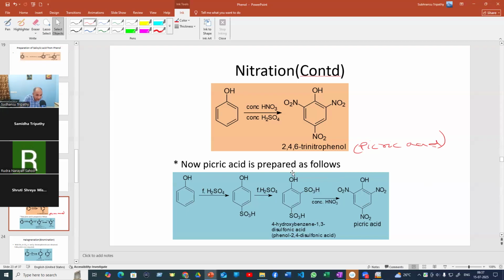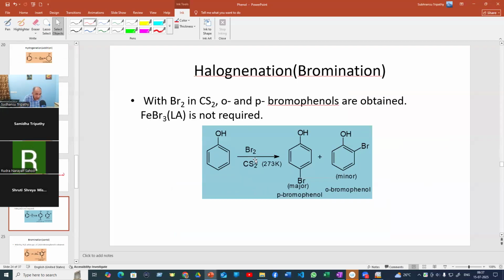Now you will write this at home. Halogenation with chlorine and bromine in presence of non-polar solvent like carbon disulfide. Particularly bromination is used in carbon disulfide to give bromophenol, ortho and para. Para is the major because bromo is a bulky group.